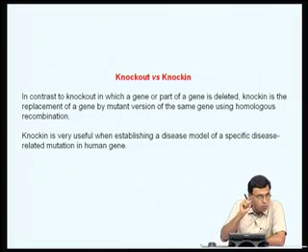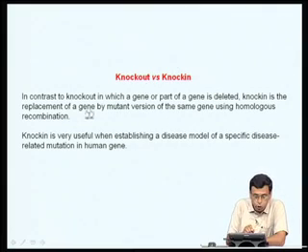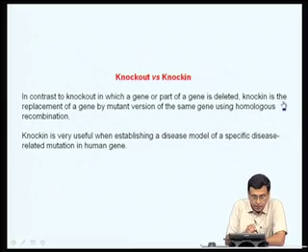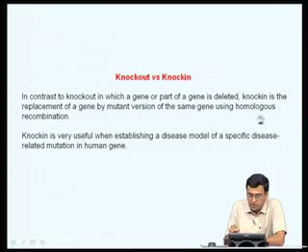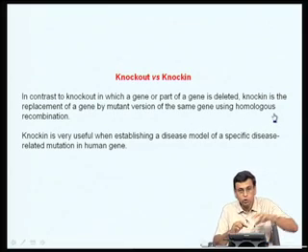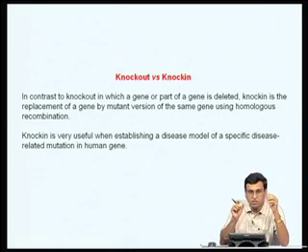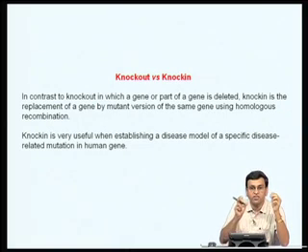I just want to introduce one more terminology. So far we have been talking about knockout. There is also what is called a knock-in. Now, in contrast to knockout in which the gene or a part of a gene is deleted, in the case of a knock-in, the gene is replaced by a mutant version of the same gene using homologous recombination. So far we discussed deleting, but in the case of a knock-in, instead of deleting the gene, you introduce a mutant version of a gene.